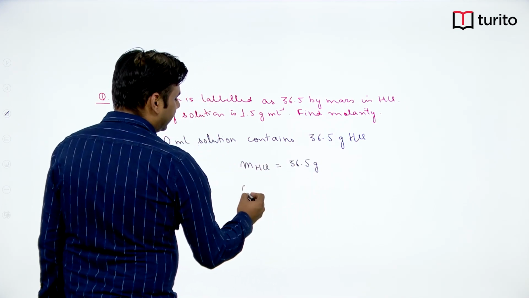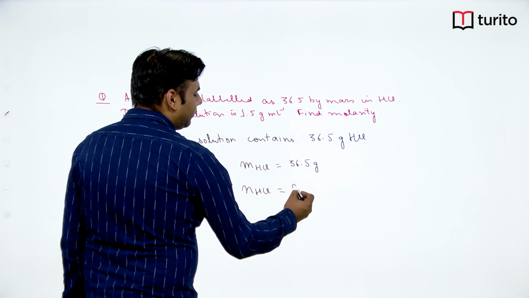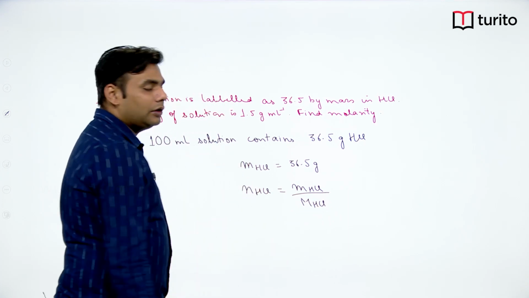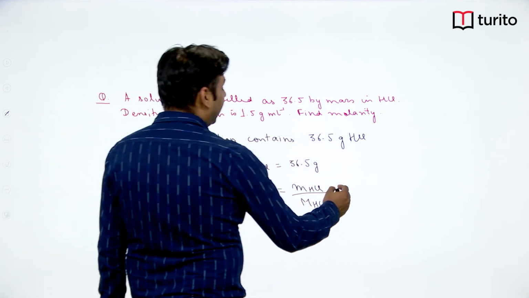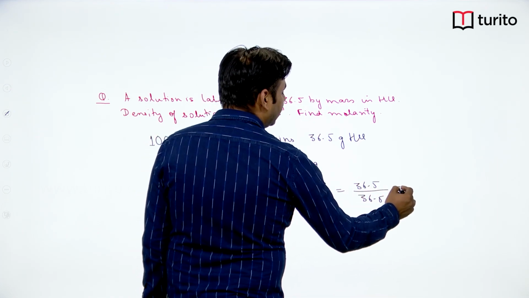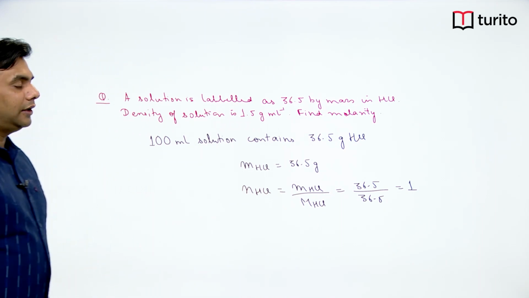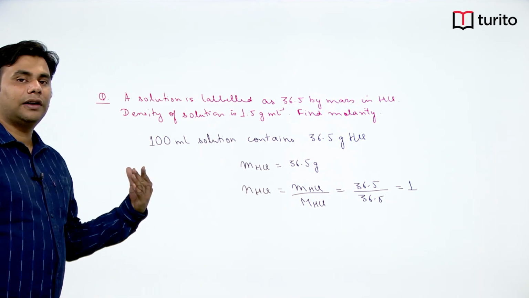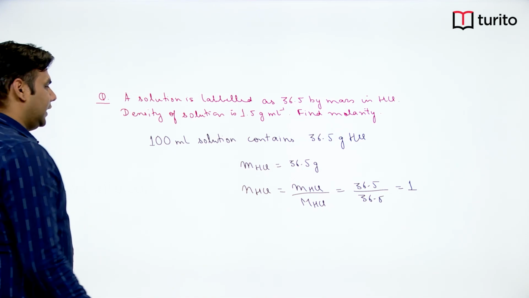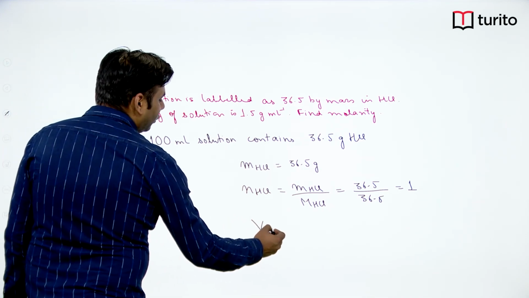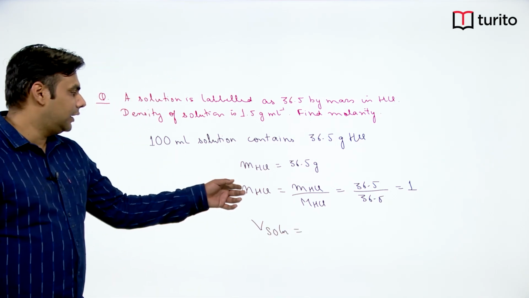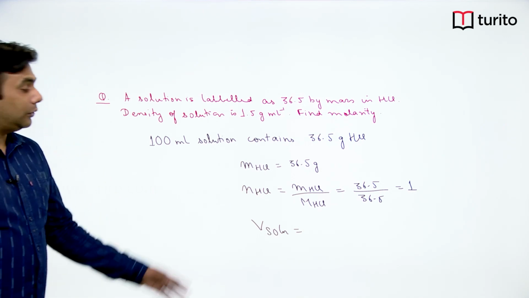The number of moles of HCl would be the mass of HCl upon its molar mass. Number of moles is always mass upon molar mass. The mass of HCl is 36.5 and the molar mass is also 36.5, so the number of moles is 1. So we have a solution in which there is only 1 mole of HCl. For finding molarity we need the number of moles of solute and the volume.